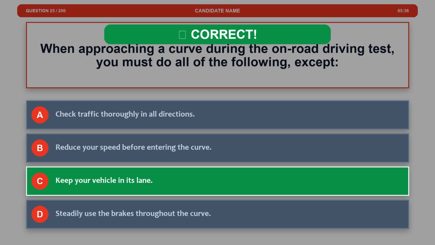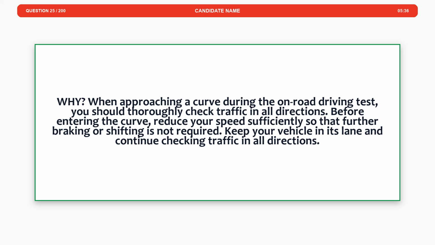The correct answer is option C. Keep your vehicle in its lane. Explanation. When approaching a curve during the on-road driving test, you should thoroughly check traffic in all directions. Before entering the curve, reduce your speed sufficiently so that further braking or shifting is not required. Keep your vehicle in its lane and continue checking traffic in all directions.